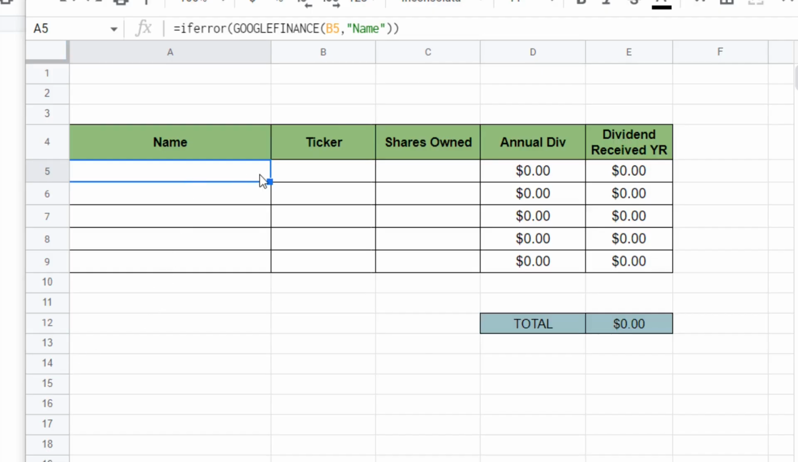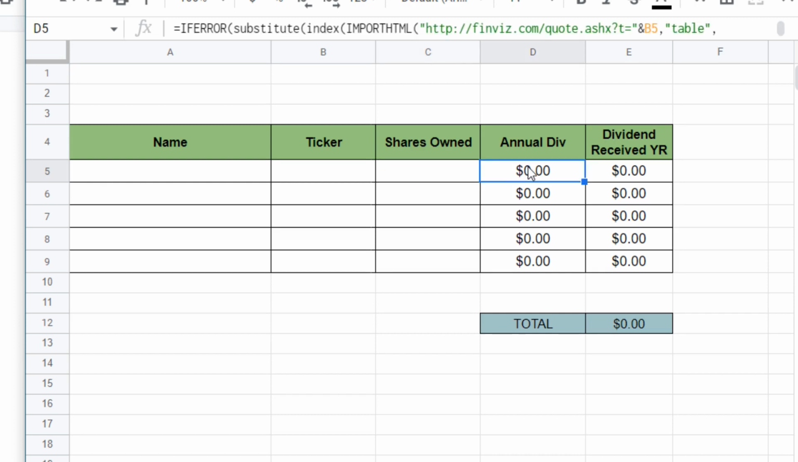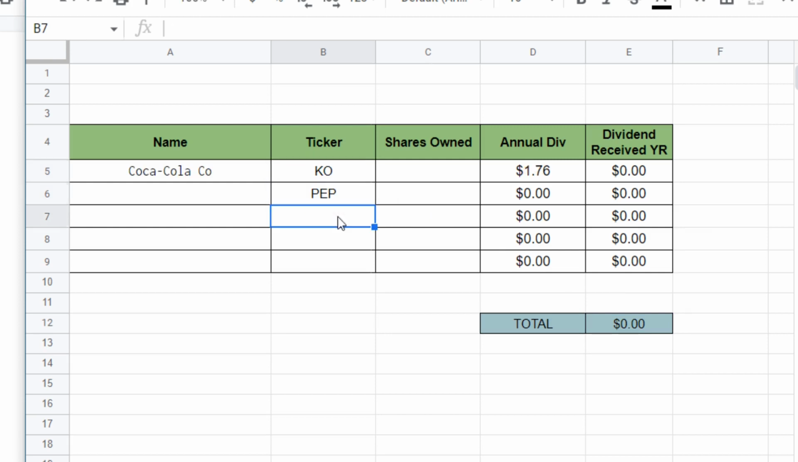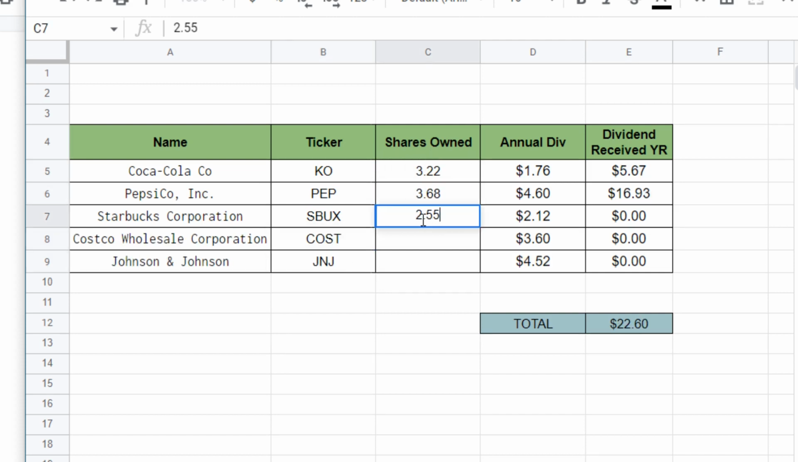We have a name with the Google Finance code to pull the company's name, ticker, shares owned, annual dividend using the ImportHTML formula from episode 1, dividend received per year, which is the multiplication of shares owned and annual dividend, and the total of the dividends. So let's start with adding tickers: KO, PEP, SBUX, COST, and J&J. Then we go by adding random numbers of shares owned for example purposes. All the information is fully populated and we get our total.